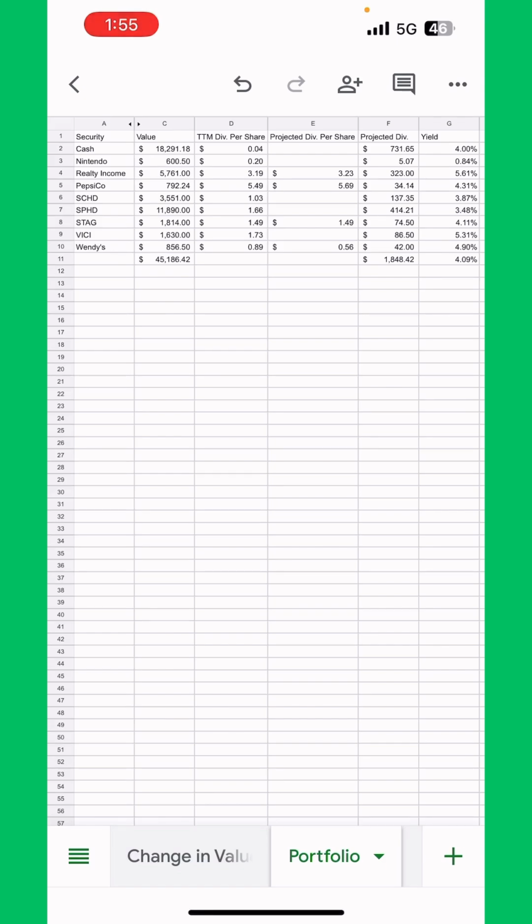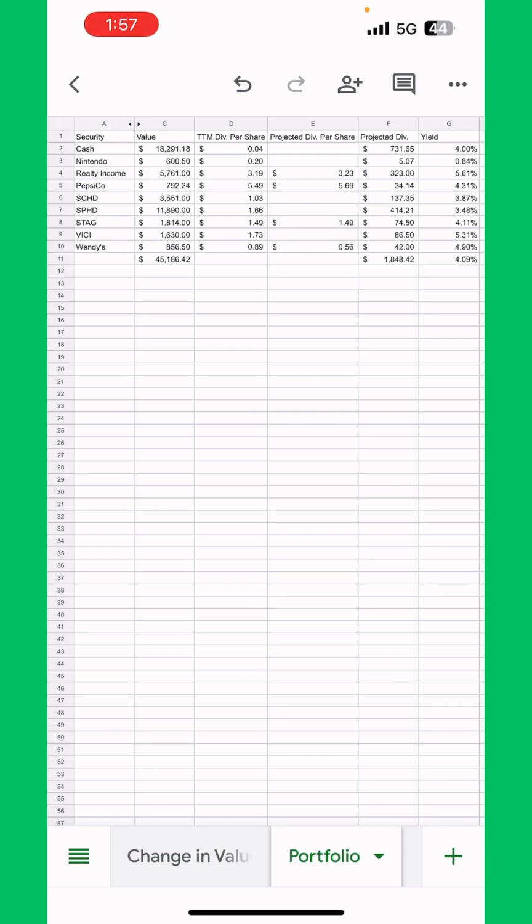Changes to compositions of an ETF, like SPHD or SCHD, can lead to changes in that trailing 12-month yield versus the projected yield going forward. I'm not including that in this calculation just because it is a little difficult to model. Overall, the projected yield of the portfolio is just above 4%, which is in a range I am comfortable with.